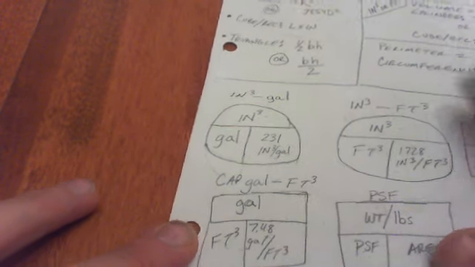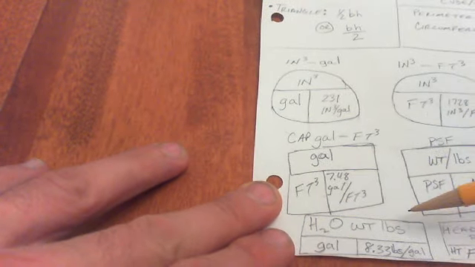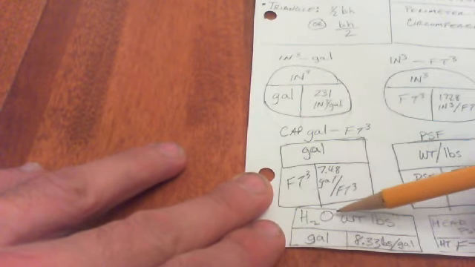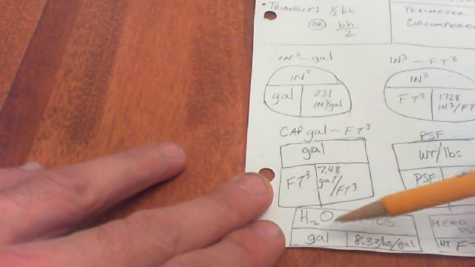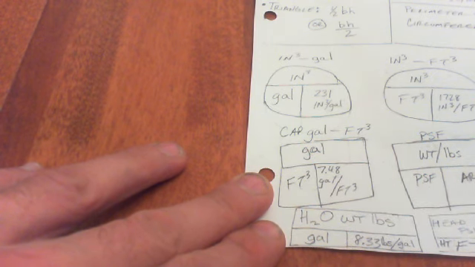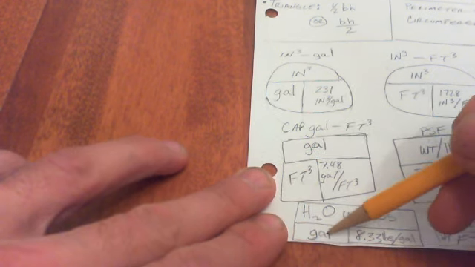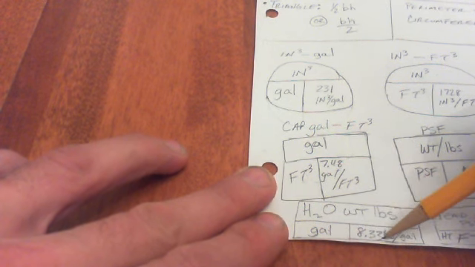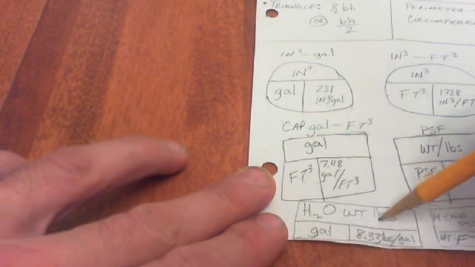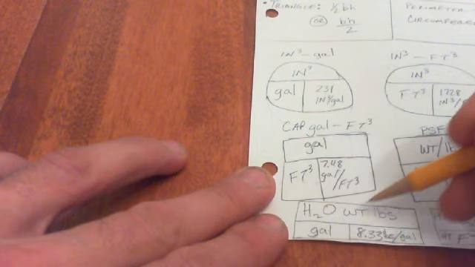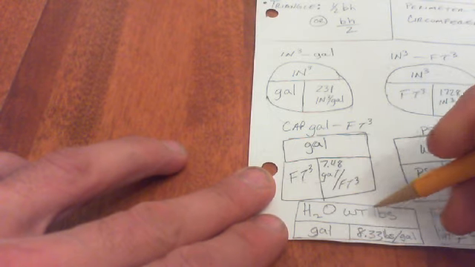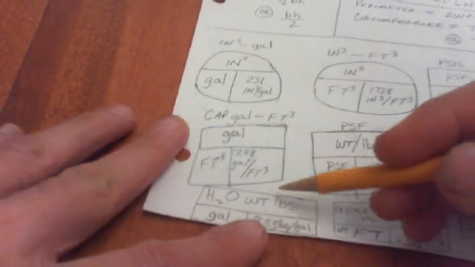Moving on to weight of water. Have weight in pounds. Put your gallons down here and multiply it by 8.33 pounds per gallon. It'll give you that, or you can work that the other way around, depending on what your knowns are.